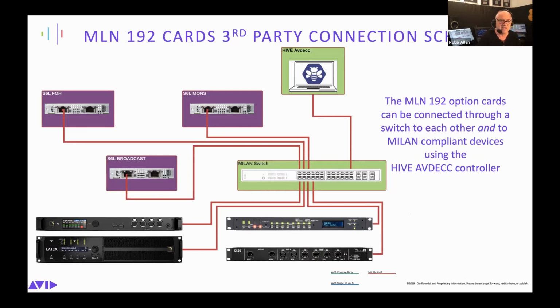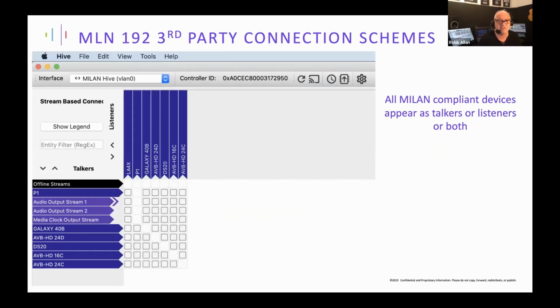In the AVDECC, it looks like this. We have the talkers on the left and the listeners on the right. So any Milan compliant device that's plugged into that switch will appear in the AVDECC, either as a talker or a listener or both. Actually, if you look on the top, you'll see the LA4X is a listener and is not a talker. It's because it's an amplifier, so it just receives audio. It's not sending out audio onto the Milan network.